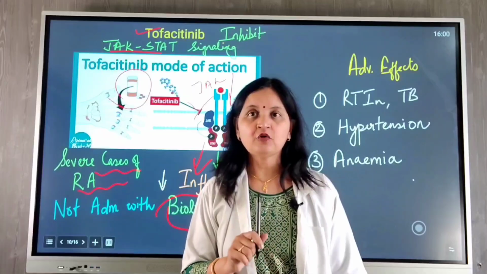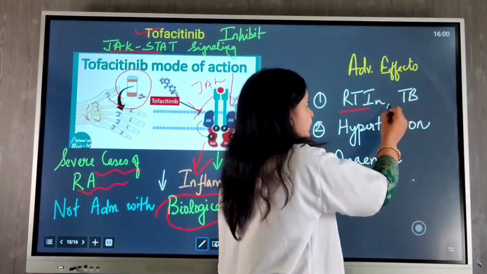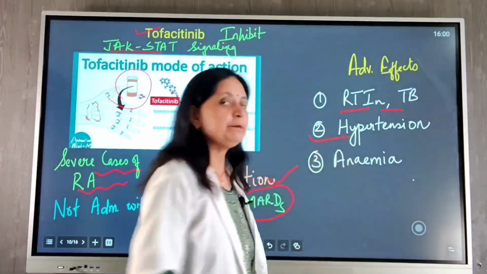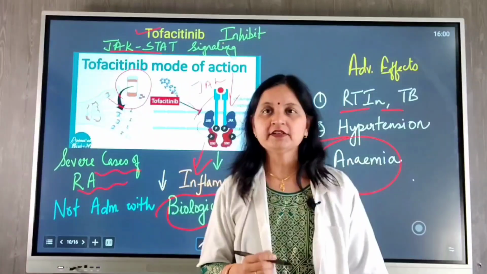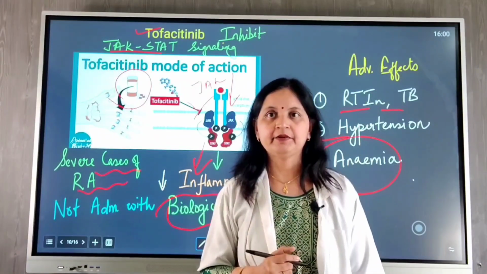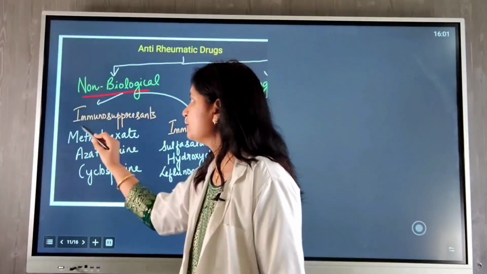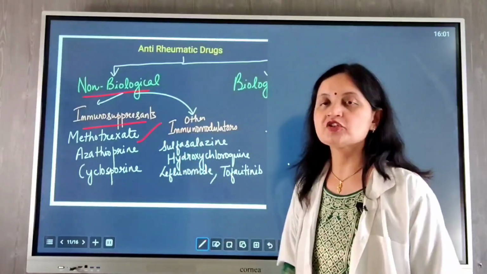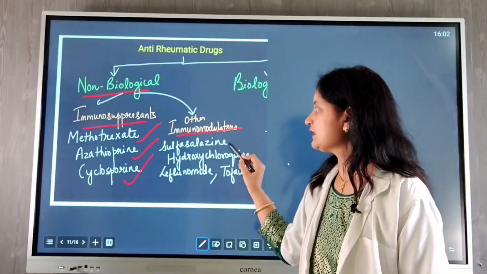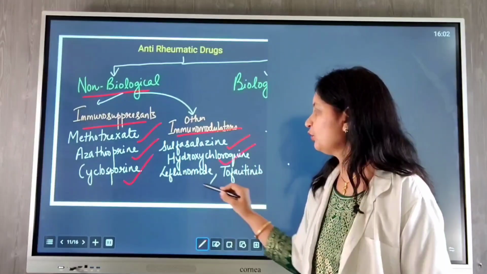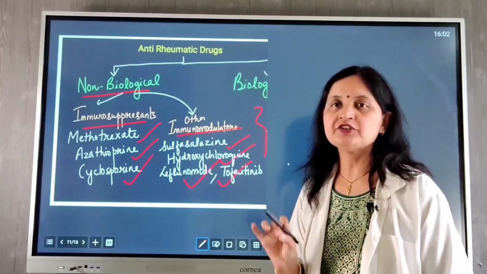Notable adverse effects of tofacitinib is that it increases the risk of infections, that is respiratory tract infections, tuberculosis. It increases the risk of hypertension, and also anemia can occur. So these are some of the adverse effects that are associated with tofacitinib. Till now we have completed the non-biological antirheumatic drugs, which includes immunosuppressants, methotrexate, which is the drug of choice, azathioprine, cyclosporine. The other immunomodulators are sulfasalazine, hydroxychloroquine, leflunomide and tofacitinib. So these are the non-biological agents.